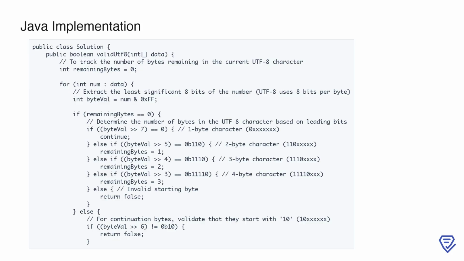For 2-byte characters, we check if the leading bits match the pattern 110, and if so, we set remainingBytes to 1, indicating one more continuation byte is expected. Similarly, we check for 3-byte characters with the 1110 pattern and set remainingBytes to 2, and for 4-byte characters with the 11110 pattern, setting remainingBytes to 3. If none of these patterns match, the byte is invalid, and we return false immediately. Now, if remainingBytes is greater than 0, this means we are processing continuation bytes, which we'll handle next.